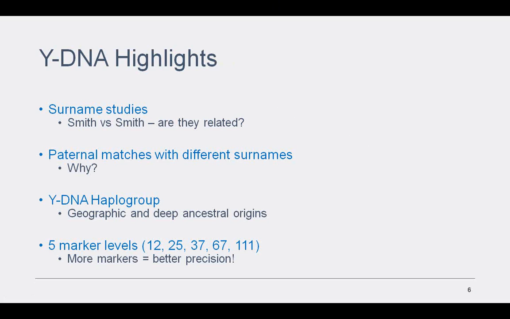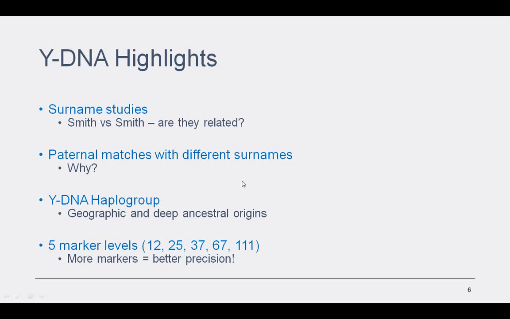So now, besides the genealogical portion of this, we also have a Y-DNA haplogroup, which tells us about our geographic and deep ancestral origins and the migrations over time of our direct paternal line. And we're actually not going to cover that today. We're going to cover that in the next presentation, which will be next week. So if you're interested in the haplogroup information and the deep ancestry, make sure you sign up for next week's presentation, which I'll mention at the end of today's presentation.